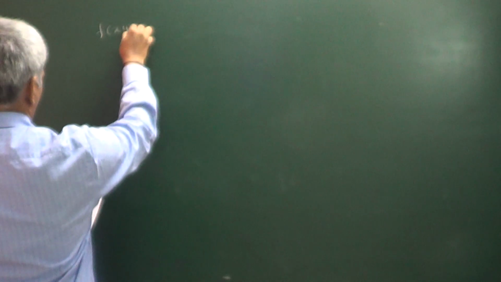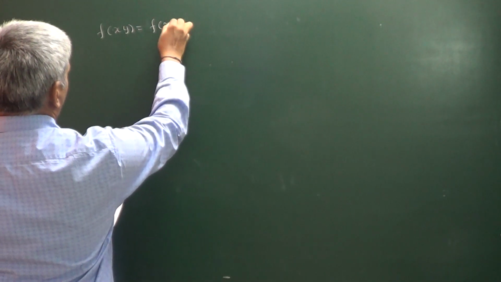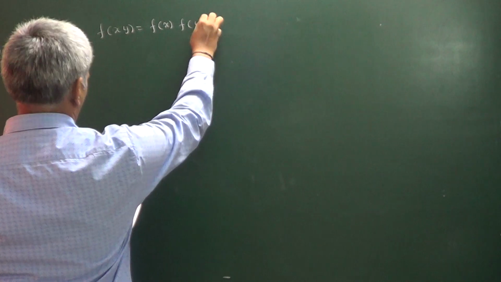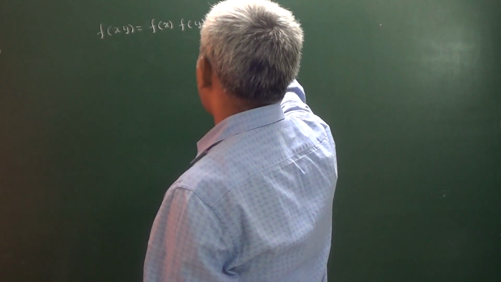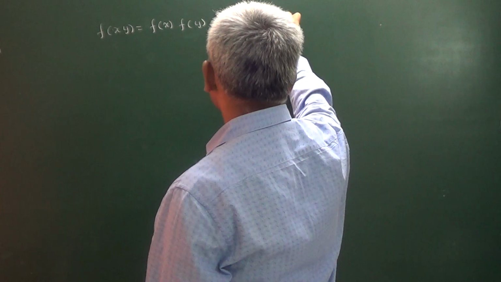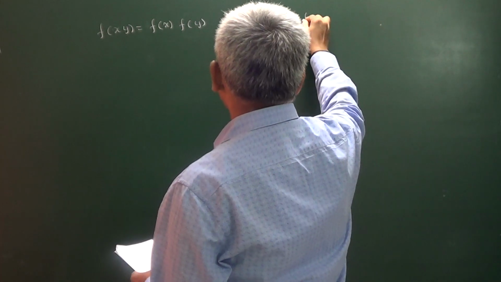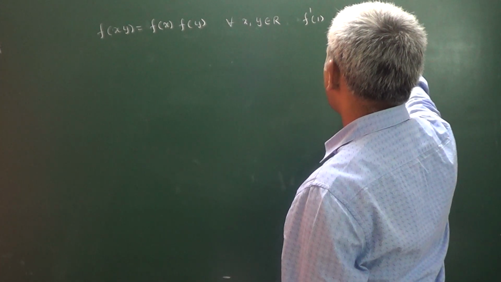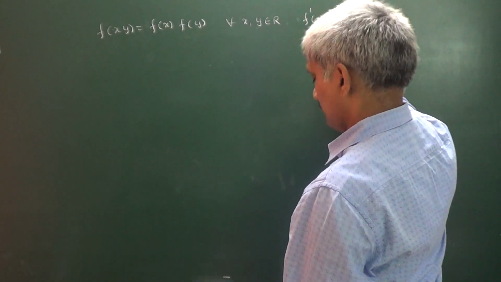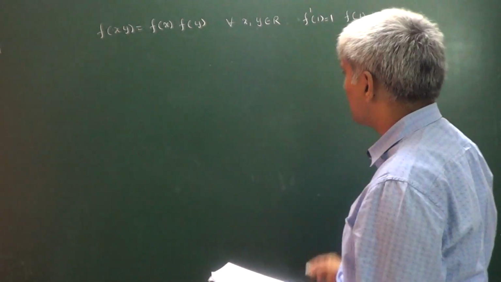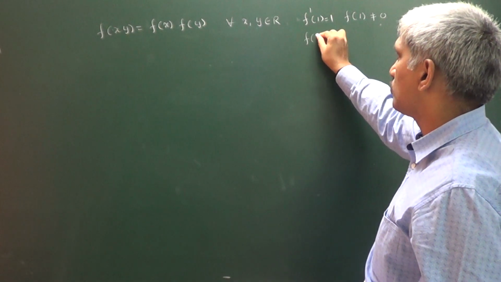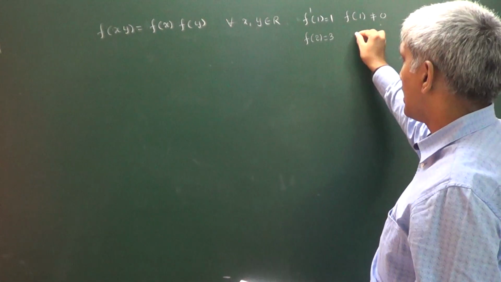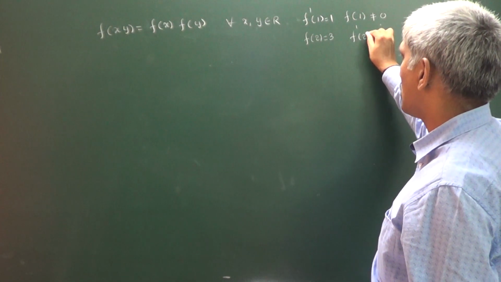So this is one more question. The question is given in this way: f of xy is equal to f of x into f of y for all x, y belongs to R. f dash of 1 is given as 1 and f of 1 is not equal to 0. Also f of 2 is given as 3. Then we are asked to find f dash of 2.